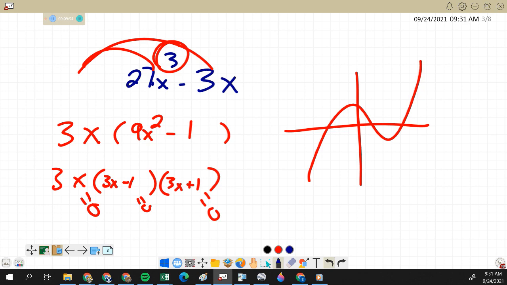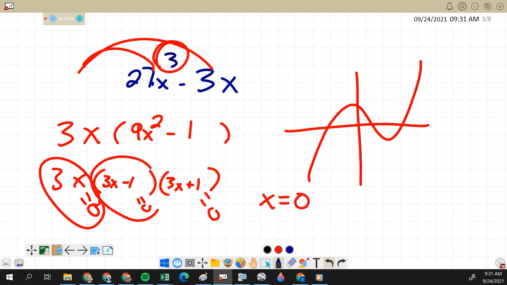And the first one's easy. Divide by 3 and I get, what is 0 divided by 3? 0. So the first answer is 0. What is the second answer going to be? We're going to add 1 and then divide by 3. And then what about this one? We're going to subtract 1 and divide by 3. So the answers are 0 and plus or minus 1/3.